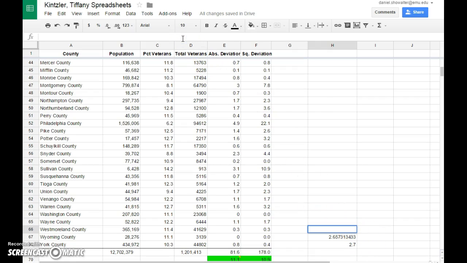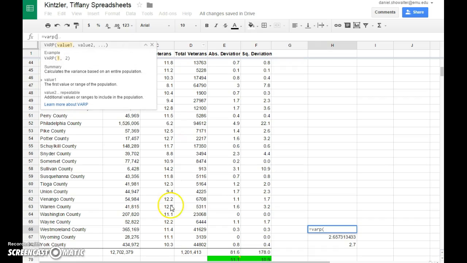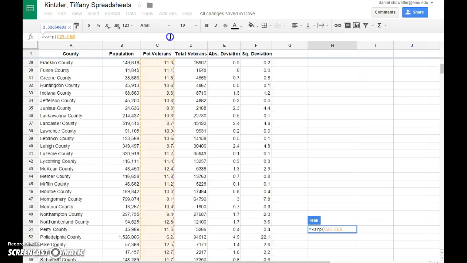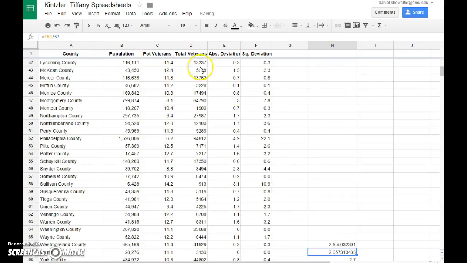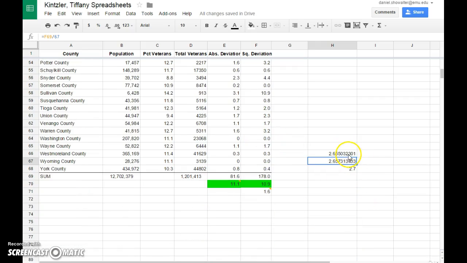Another way I could get the variance of an entire population here, and what I'm really looking for is the variance of all these values. Notice that also gives me essentially the same, with a little bit of rounding there. But all three of these things are called the variation, or the variance. These are all different ways to get the variance.